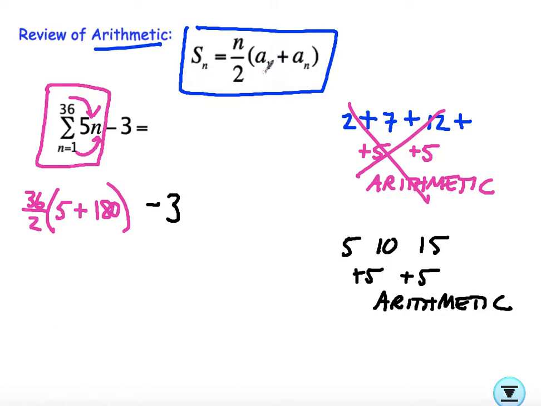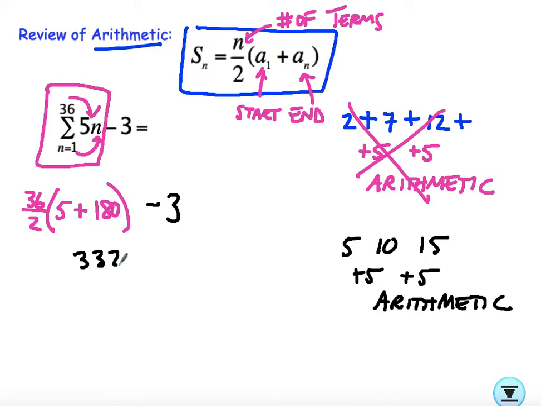Let me write up here just as a reminder that this is your starting term and this is your ending term, and n is the number of terms. Okay, so now when I plug this in my calculator, let's see, I should get, for my final answer, 3,327.